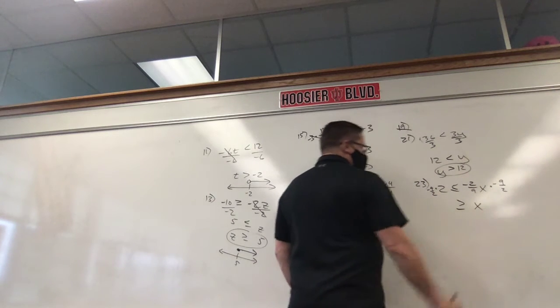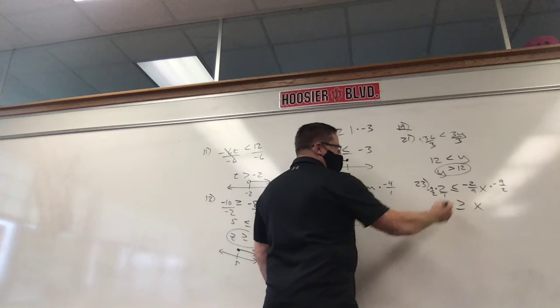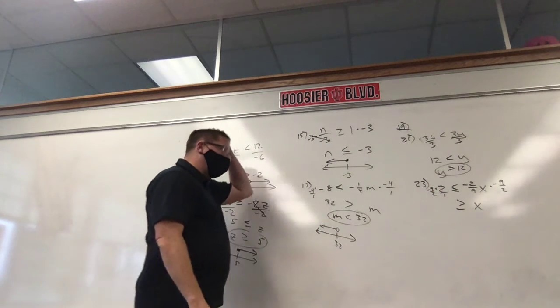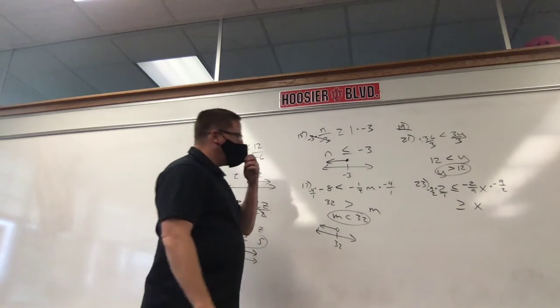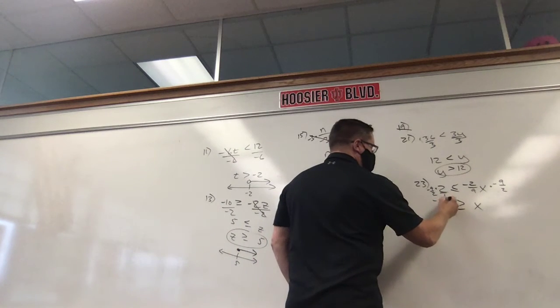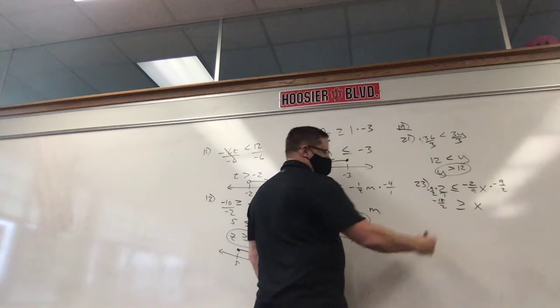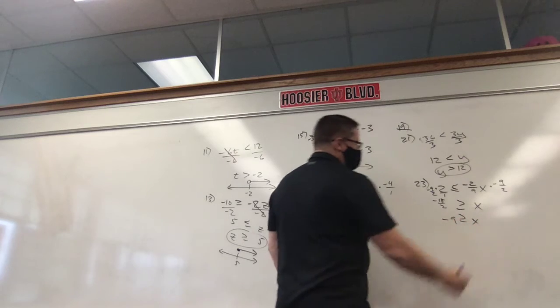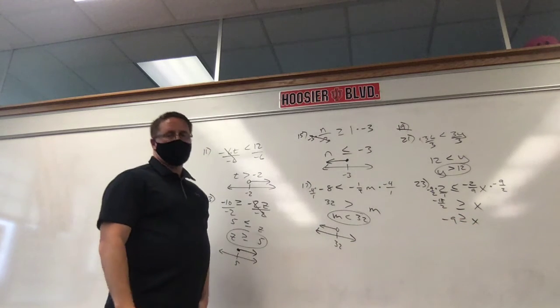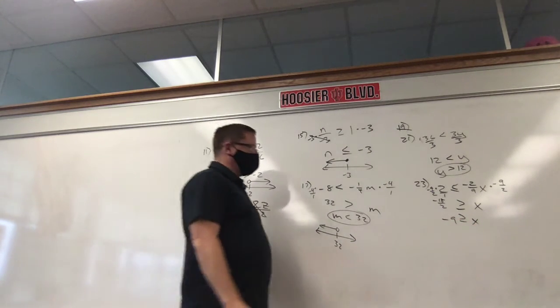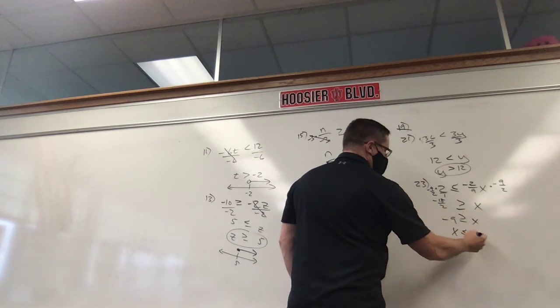X. And make 2 a fraction, 2 over 1. Let's times our tops and times our bottoms. What do we have? Negative 18 over 2. What is 18 divided by 2? Negative 9 is bigger than or equal to x, which I don't really like. I'm going to say x is smaller than or equal to negative 9.